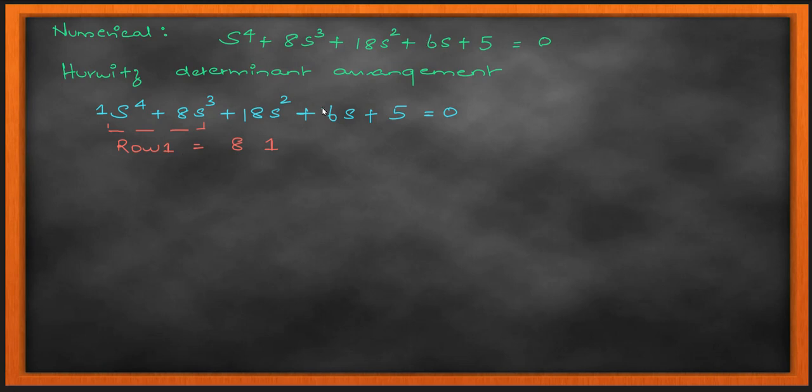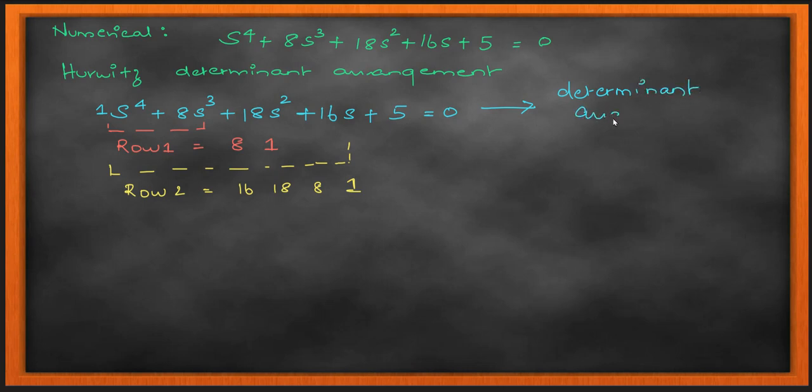For today's numerical, we have a polynomial of power 4, or order 4, right? Now I'm going to write a few rows here: row 1, row 2, row 3 and row 4, because my determinant is going to be computed on a matrix of size 4 cross 4. I'm getting that size of 4 cross 4 because my polynomial is of the power 4. Whenever my polynomial is of the power 4, the determinant arrangement using the Hurwitz criterion is going to be of size 4 cross 4.